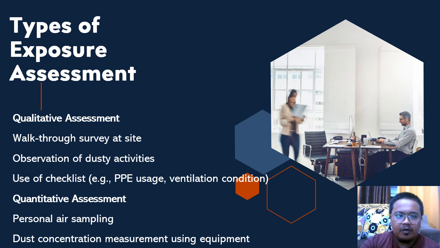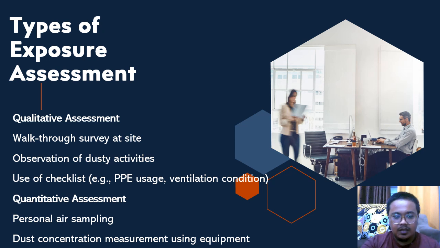And types of exposure assessment. Exposure to silica dust can cause really serious health problems. Firstly, it can lead to silicosis, which is a permanent lung disease. Secondly, it may cause chronic obstructive pulmonary disease, or COPD. In severe cases, it can also lead to lung cancer. Therefore, controlling this hazard is very important.